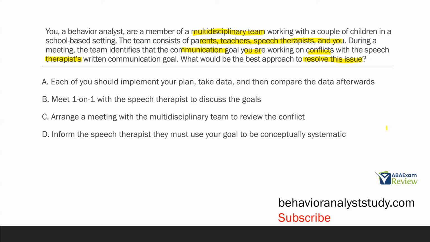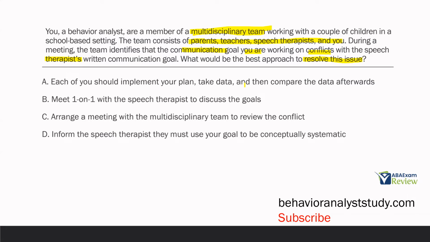Remember, as analysts, BCBAs and BCABAs, we have to collaborate. So, is there a step before just going ahead with all the plans and then seeing what happens? Because is that really the most beneficial way to help the client? B, meet one-on-one with a speech therapist to discuss the goals. You could do that, but remember, you've got this giant team, right? Parents, teachers, therapists, and you. You all should be trying to collaborate on these goals together, especially with the parents.